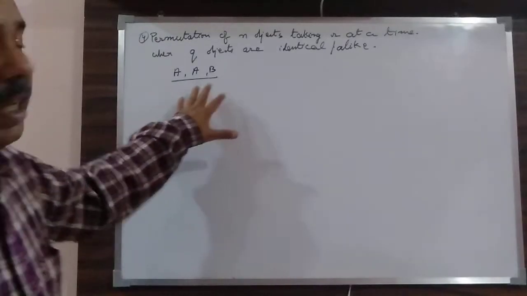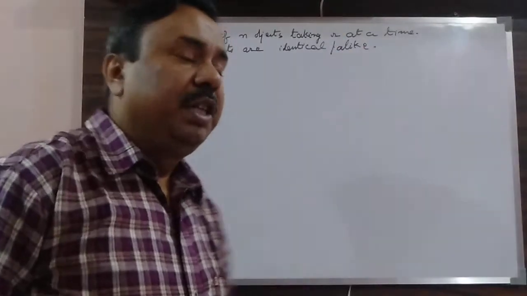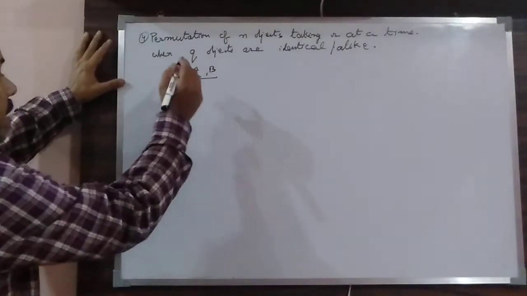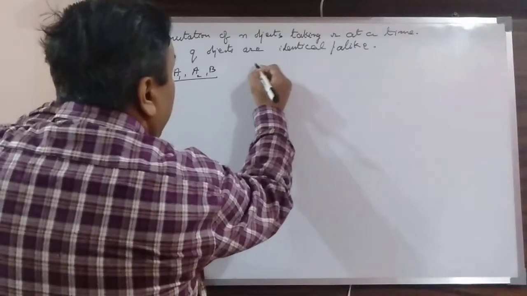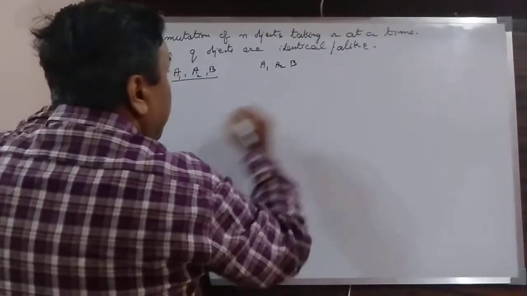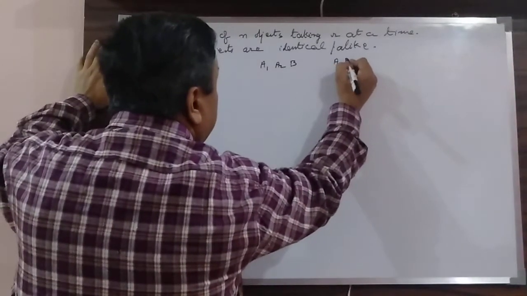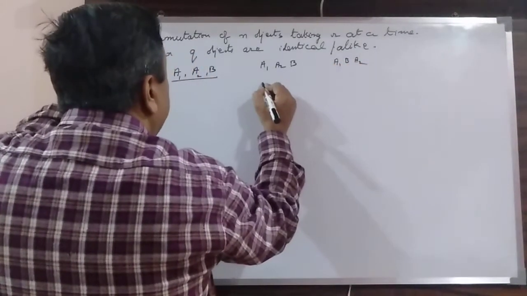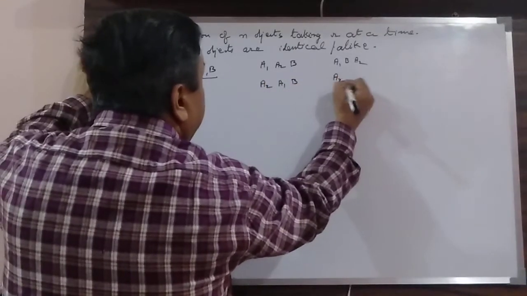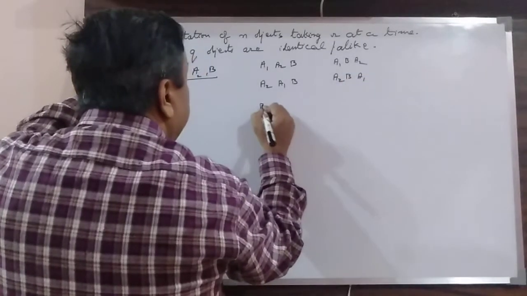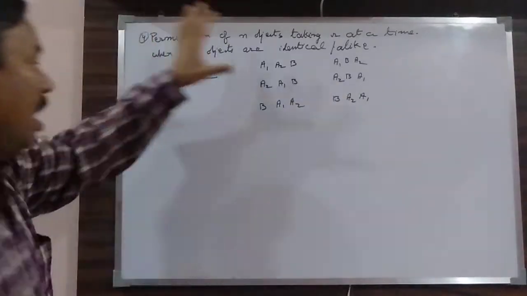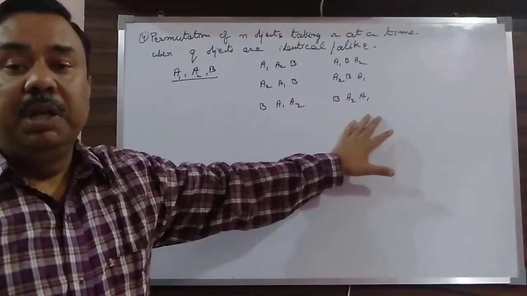If you arrange all three, taking all three at a time, just to distinguish the two A's, I will make them A1 and A2. Then how many can be written? First, A1, A2, B; second, A1, B, A2; third, A2, A1, B; then A2, B, A1; then B, A1, A2; and B, A2, A1. So these are the 6 arrangements that can be made.